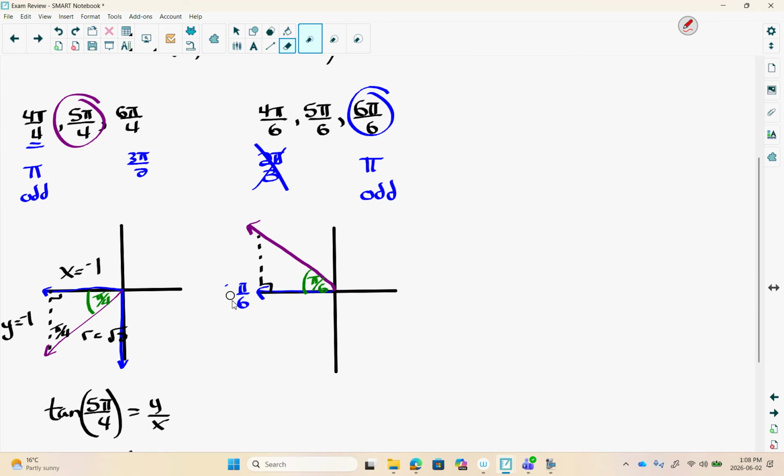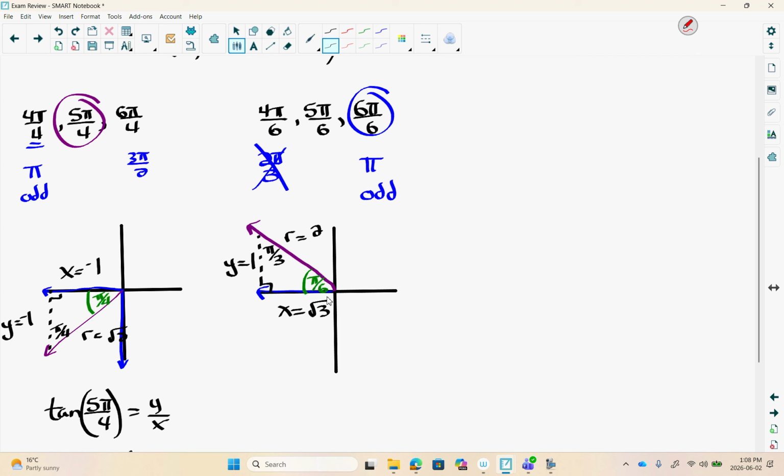Let's get rid of these now. And remember your special triangle. Pi over 6, pi over 2. This angle up here would be pi over 3. I've got x, I've got y, and I've got r. The biggest angle is across from the biggest side. The smallest angle, pi over 6, is across from the smallest side. And the middle angle, pi over 3, is across from the middle side.